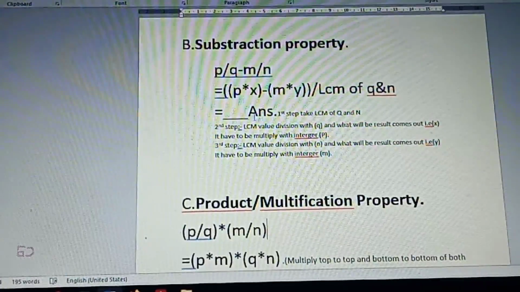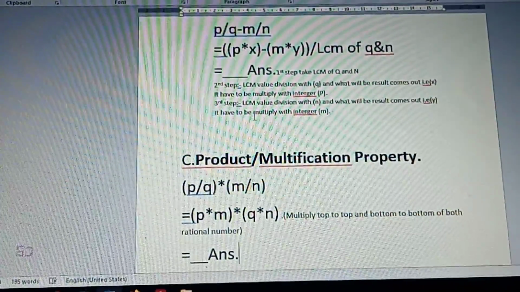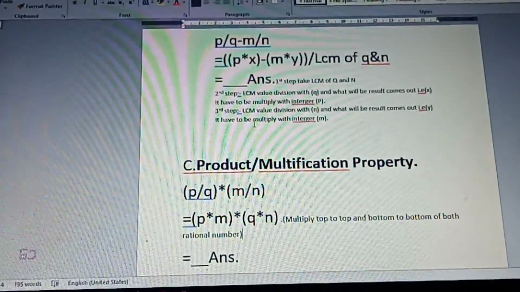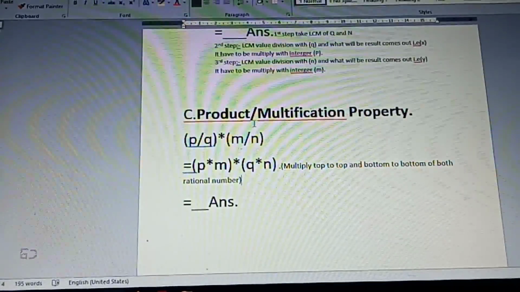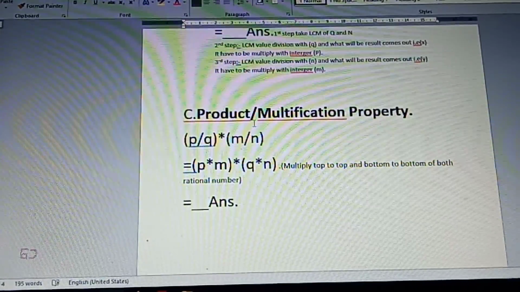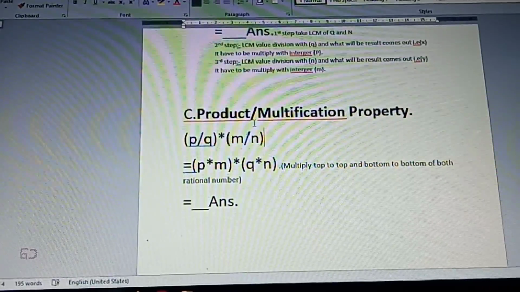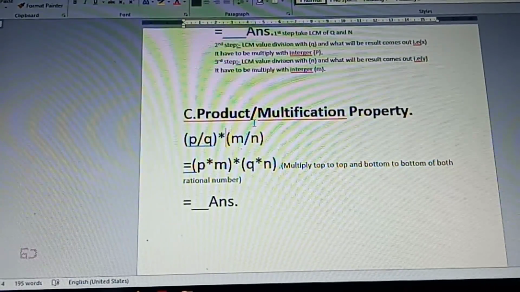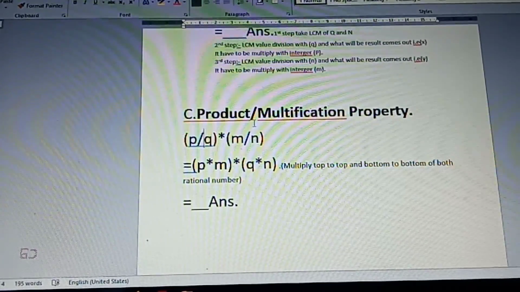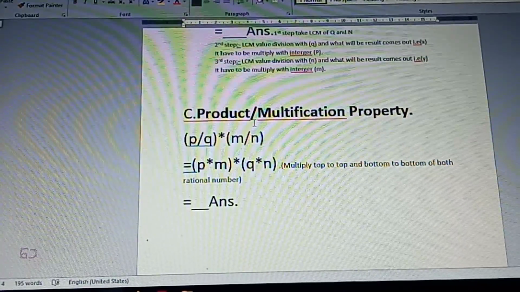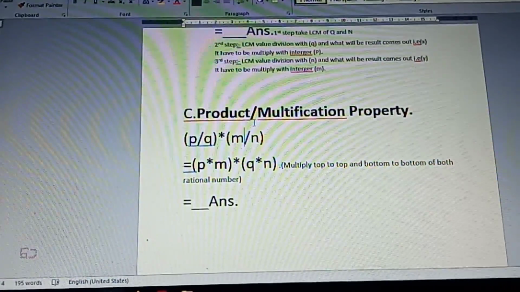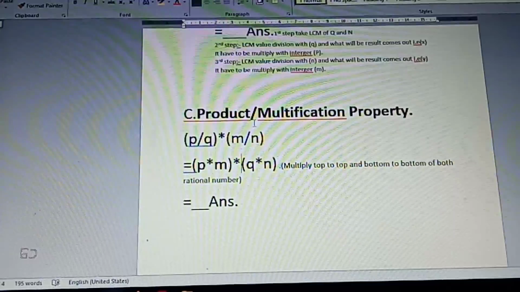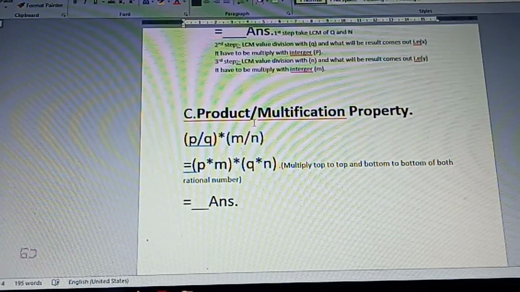Same also product, the oblique multiplication property. Here it is very simple. Yesterday also I told everyone, p by q into m by n. Okay, p by q, you consider 1 by 2, into m by n, you consider 3 by 2. The answer will come out. What is the easy solution?